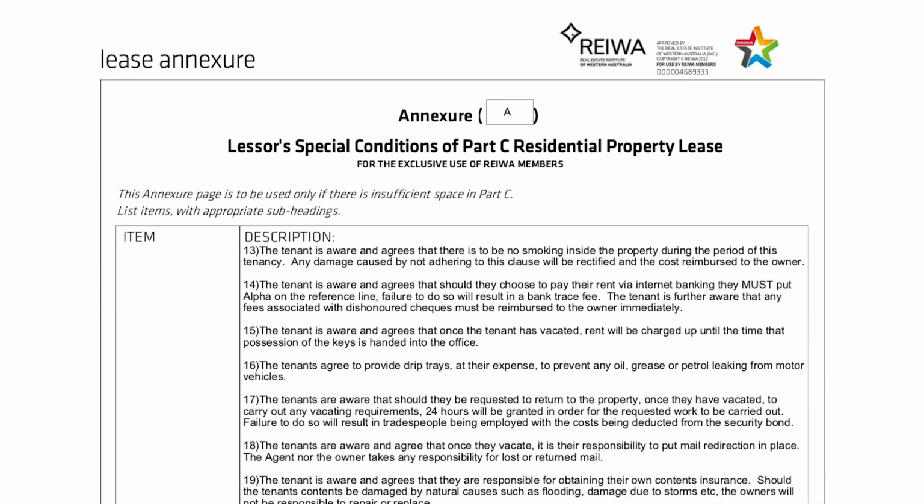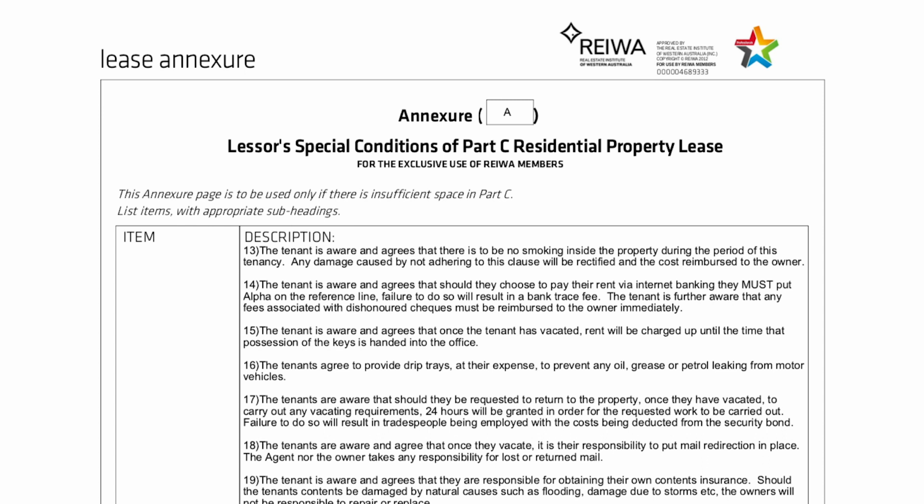The tenant is aware and agrees that there is to be no smoking inside the property during the period of tenancy. The tenant is aware that should they choose to pay their rent via internet banking, they must use their personalised reference on every payment. Failure to do so will result in a bank trace fee. The tenant is further aware that any fees associated with dishonoured cheques must be reimbursed to the owner immediately.